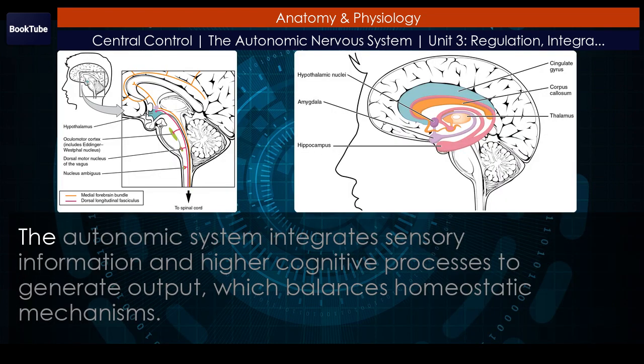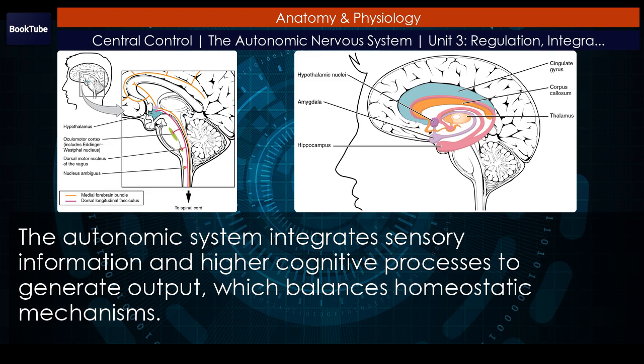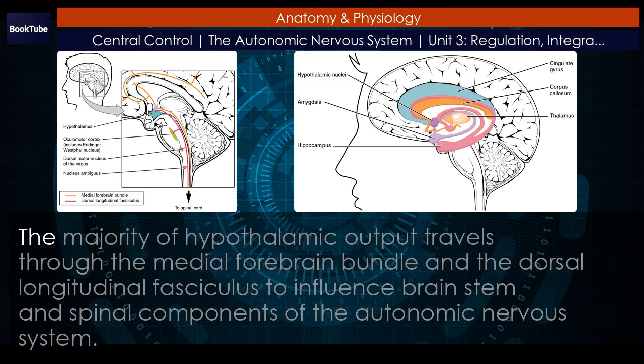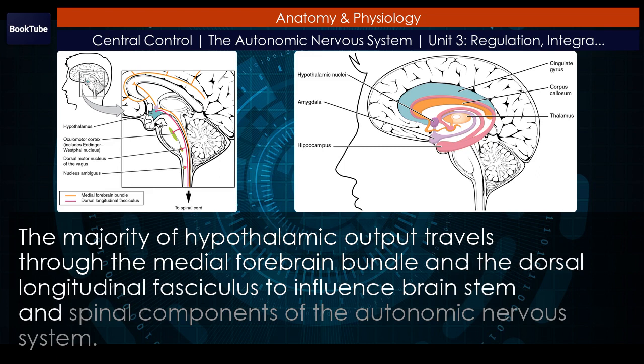Chapter Review. The autonomic system integrates sensory information and higher cognitive processes to generate output, which balances homeostatic mechanisms. The central autonomic structure is the hypothalamus, which coordinates sympathetic and parasympathetic efferent pathways to regulate activities of the organ systems of the body. The majority of hypothalamic output travels through the medial forebrain bundle and the dorsal longitudinal fasciculus to influence brainstem and spinal components of the autonomic nervous system.